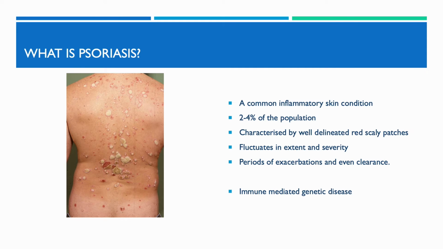So what is psoriasis? Well, it's defined as a common inflammatory skin condition which affects 2 to 4% of the population. It's characterized by well-delineated, well-circumscribed red scaly patches. It tends to fluctuate in extent and severity. There'll be periods of exacerbations, periods of improvement, and even temporary periods of complete clearance. And it's felt to be an immune-mediated genetic disease.